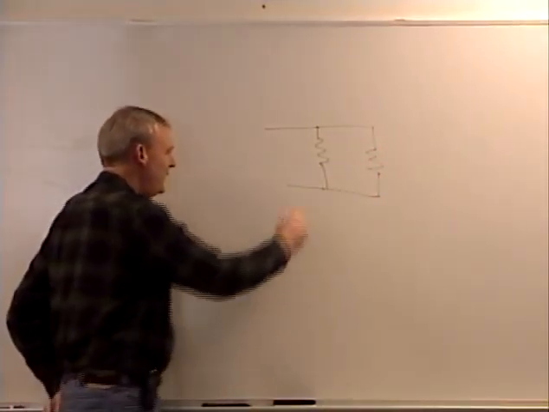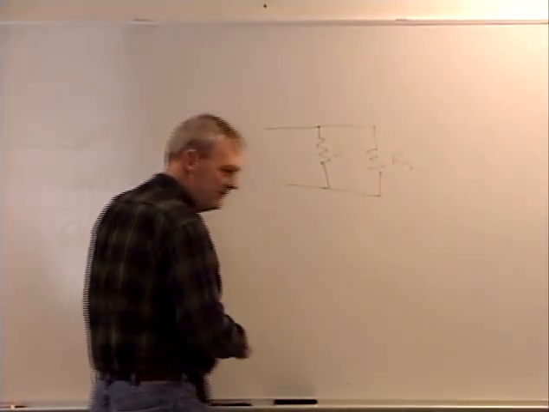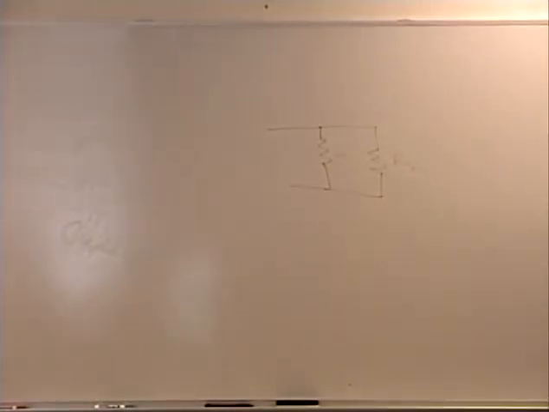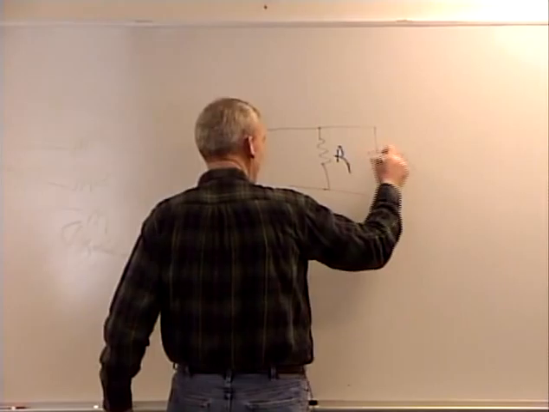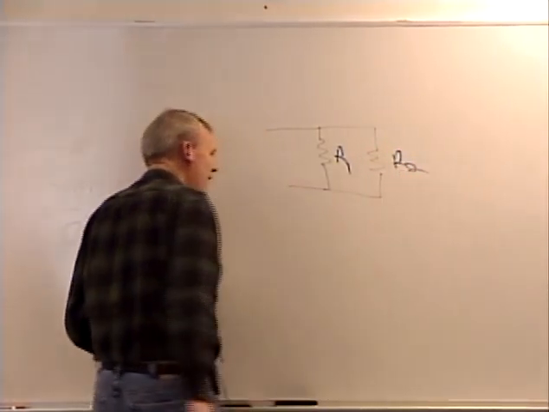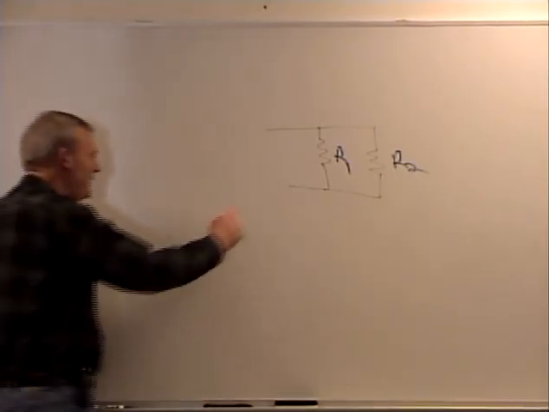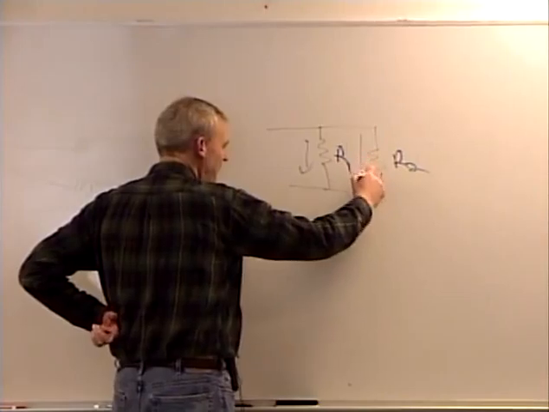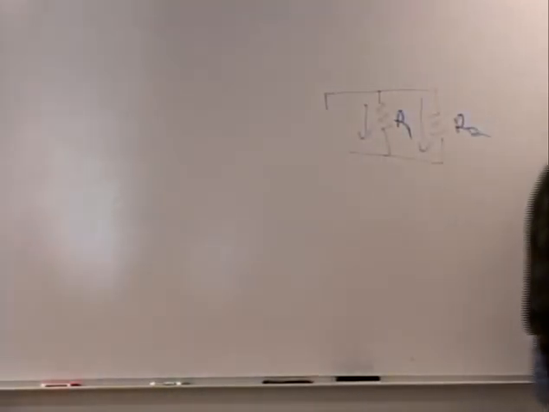Okay, this is resistance R1 and R2. I don't even have freaking markers. All right. Let's see. R1, there we go. And R2. Okay, are those in series or in parallel? Parallel. So what does that mean about the voltage going through here and the voltage going through there? They're the same. Very good. The voltage will be the same.